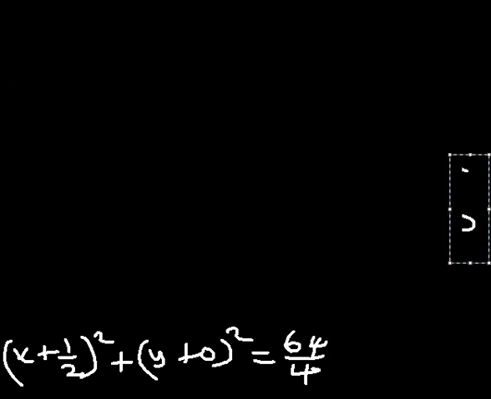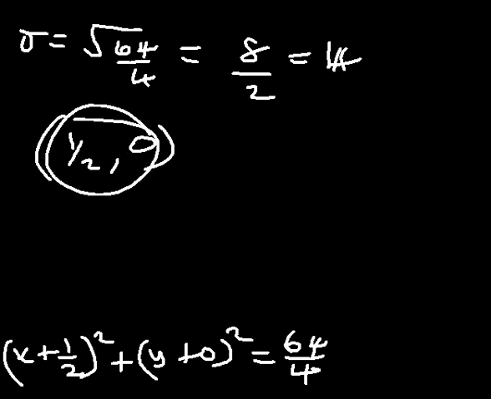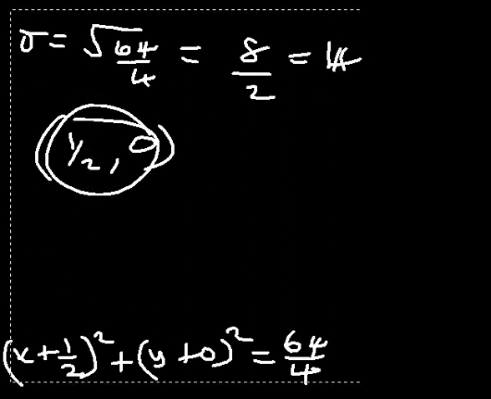So now the radius will be given as the square root of 64 over 4, which is the same as 8 over 2, and of course that is the same as 4. So that is the radius. What is the center? We have negative half, 0. So take note of that. And at one time try to work these problems out, to find the center as well as the radius of the circle.